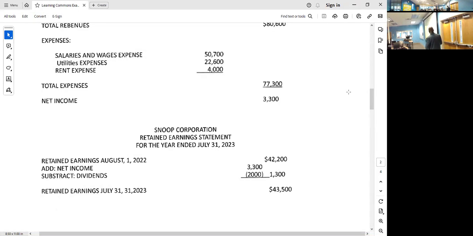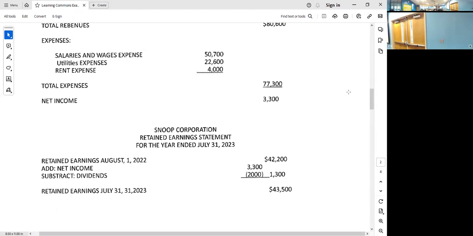So now that's our retained earnings. Remember, it has to go in order. Income statement first, then the retained earnings second. Now we can do the next statement, and that's our balance sheet. So I'm gonna take you back up to the data. I know some of you have done it already. Do you have any questions out there?